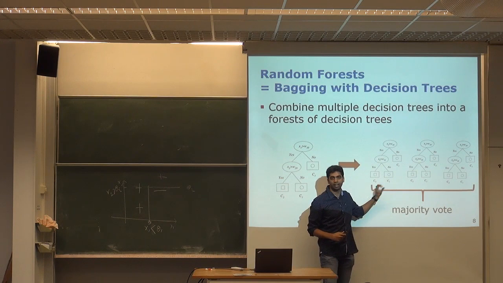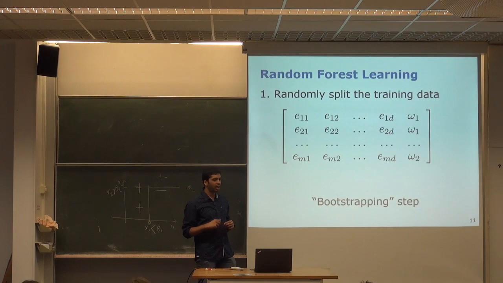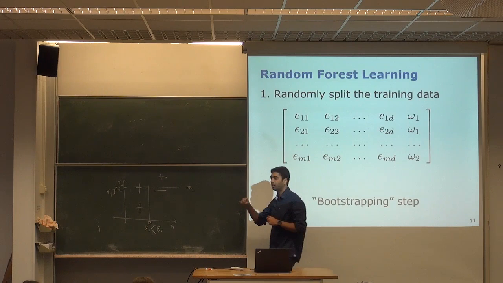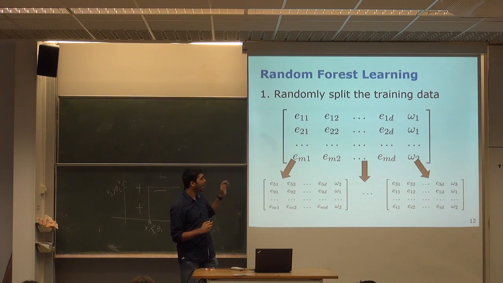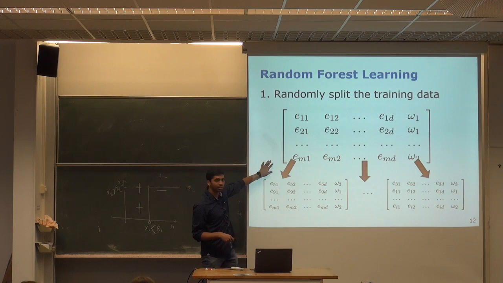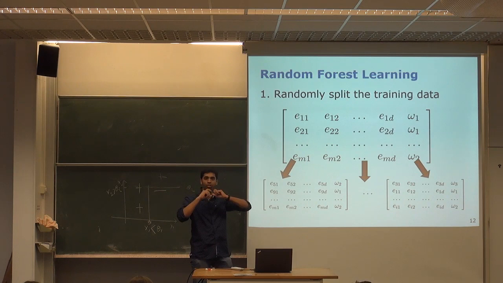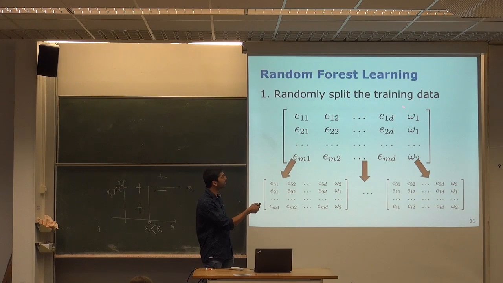Now the idea is how to use the same data set efficiently so as to learn different kinds of classifiers. What we do is randomly split up our training data. Assume we had m samples in our original training data. E1 corresponds to the first training sample, so the first row is the first training sample, the feature vector and the corresponding class omega 1. So in your original data set, you had, say, m of these.